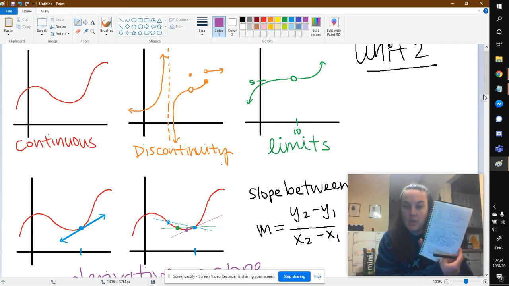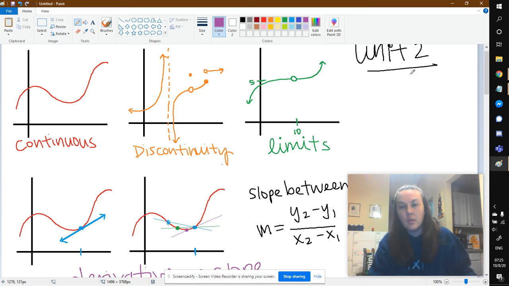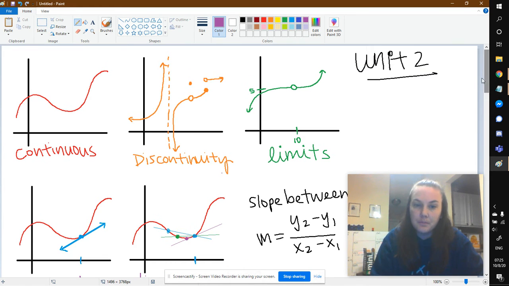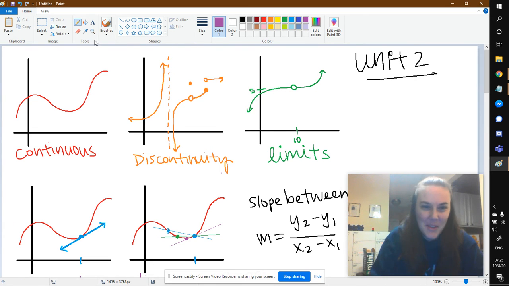I have a little introduction written up, so I want to read it. The big ideas and skills of Unit 2, limits and derivatives, are continuity and discontinuity, computing limits algebraically and graphically, computing slopes for tangent lines, and that involves derivatives, and computing derivatives with the definition and with the power rule. Let me talk about continuity for a second. Then I'll talk about limits. And then I'll talk about derivatives. Y'all know how this is going to go.